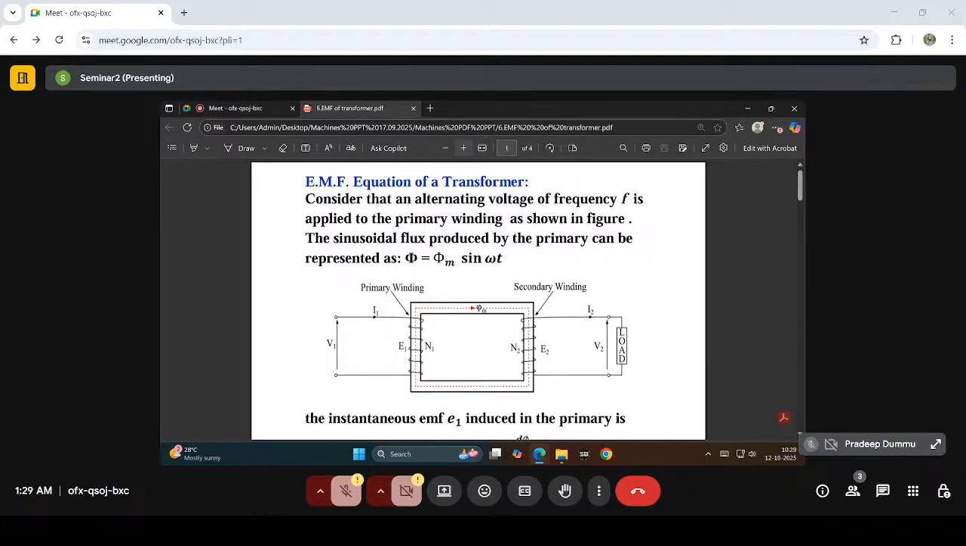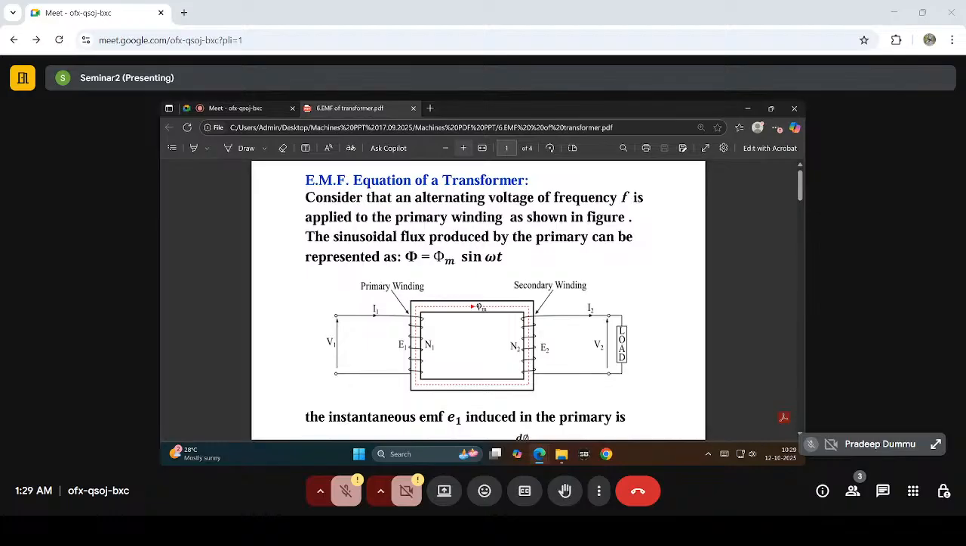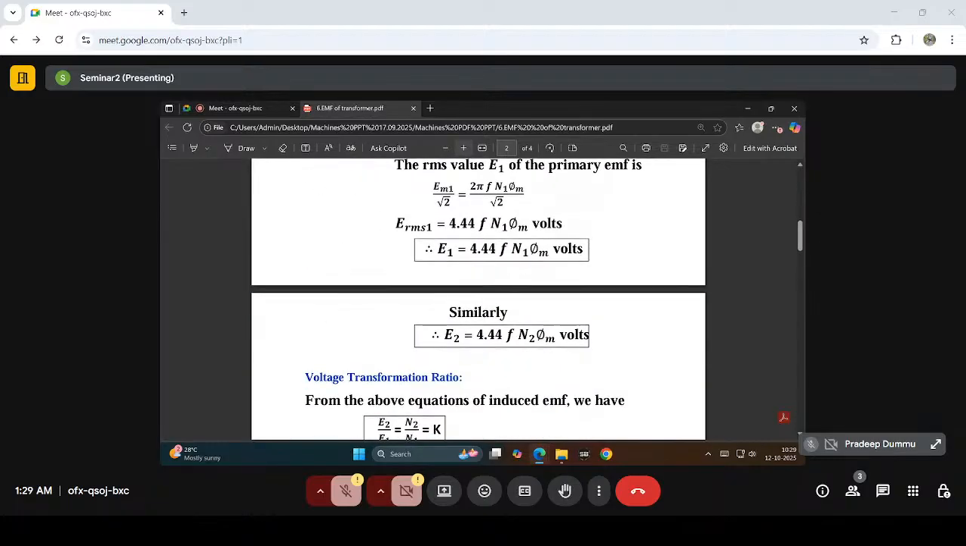So it depends on what factors. It depends upon the final condition. We have to derive this one. This is the final. E1, E2 we have to derive. Self-induced EMF, mutual induced EMF.